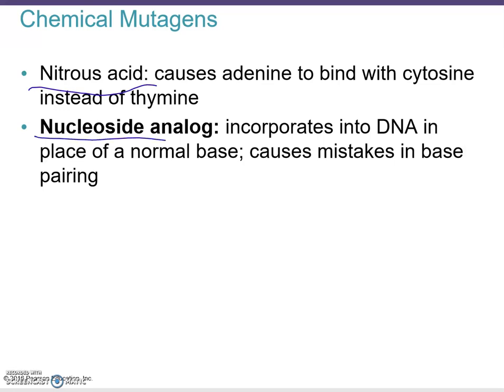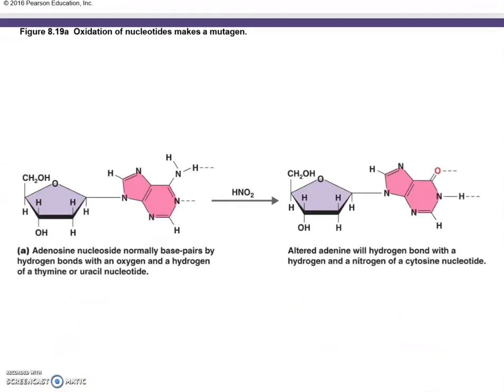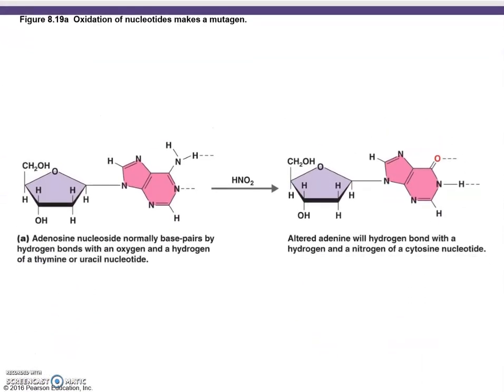Nucleoside analogs, those are also chemical mutagens. They incorporate into the DNA in place of a normal base, and then they cause mistakes in the base pairing. And here is an example for that. Oxidation of nucleotides making a mutagen. We're oxidizing here the adenosine nucleotide, and it normally should base pair with thymine, or if it's messenger RNA, it would be a uracil nucleotide, but then this altered adenine nucleotide will hydrogen bond with a cytosine nucleotide, which it shouldn't do.